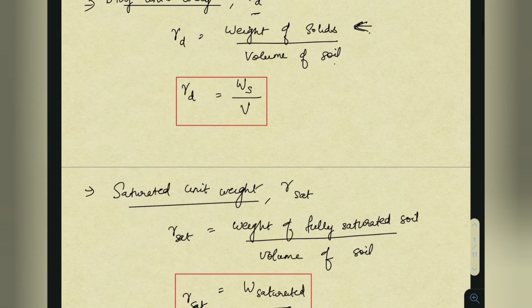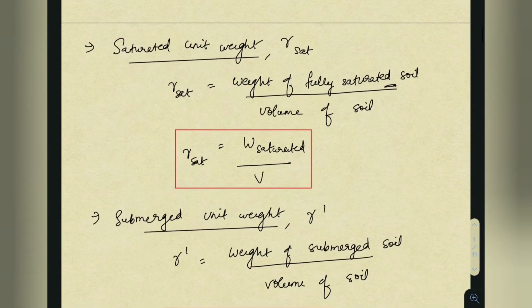And saturated unit weight, we represent that as gamma sat. That is equal to weight of fully saturated soil by volume of soil. So we represent that by W saturated by total volume V.